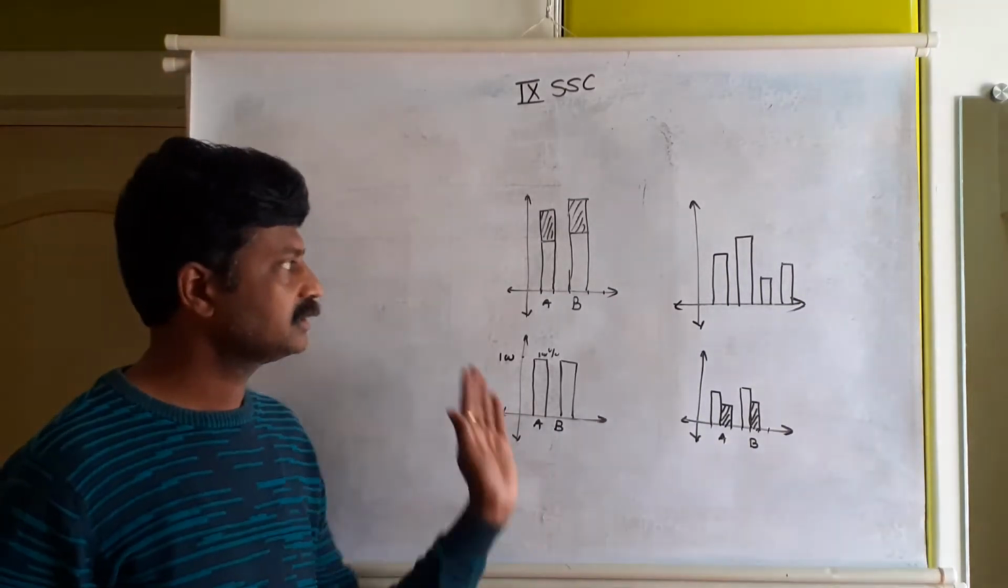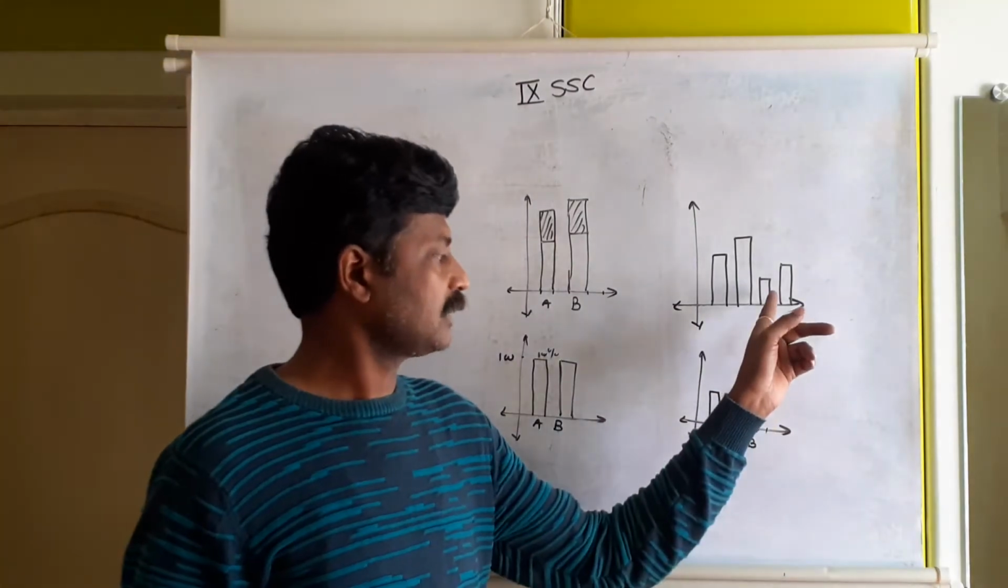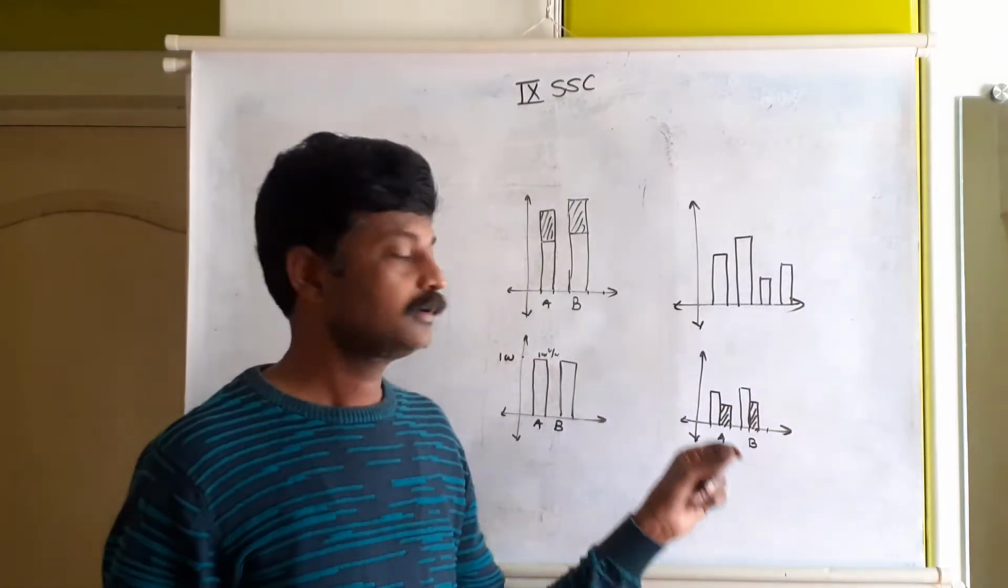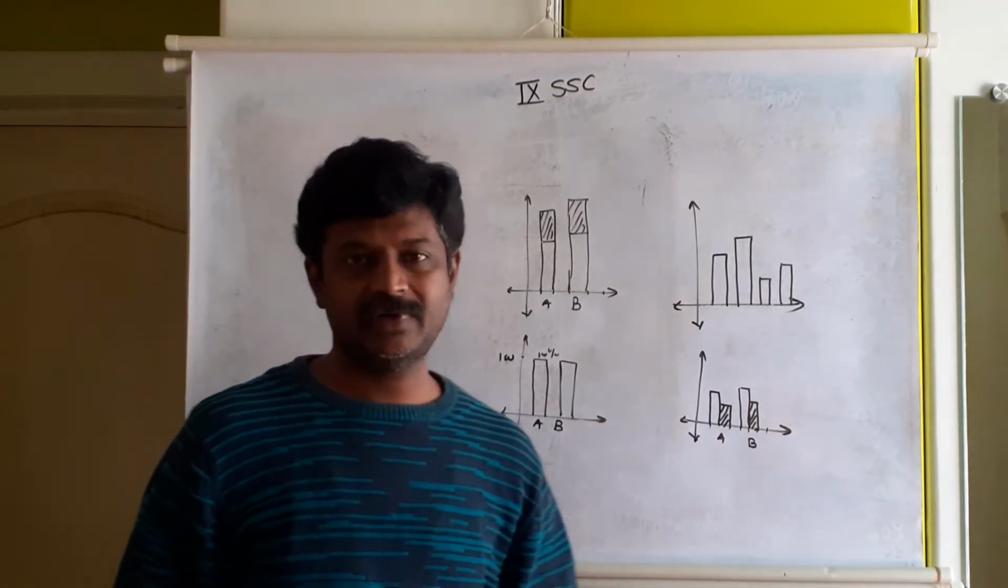The basic thing is how many types of bar graphs there are. So simple bar graph, joint bar graph, divided or subdivided bar graph and percentage bar graph.